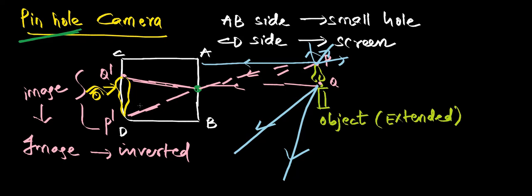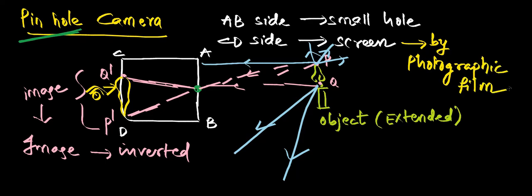If you want to really have a photograph, the screen must be replaced by photographic film. If you keep photographic film, which is made up of silver bromide and silver chloride, you will get an image of yourself. And why are we not taking a bigger hole? The image will be blurred. A small hole gives a clear image. A bigger hole gives a blurred image.